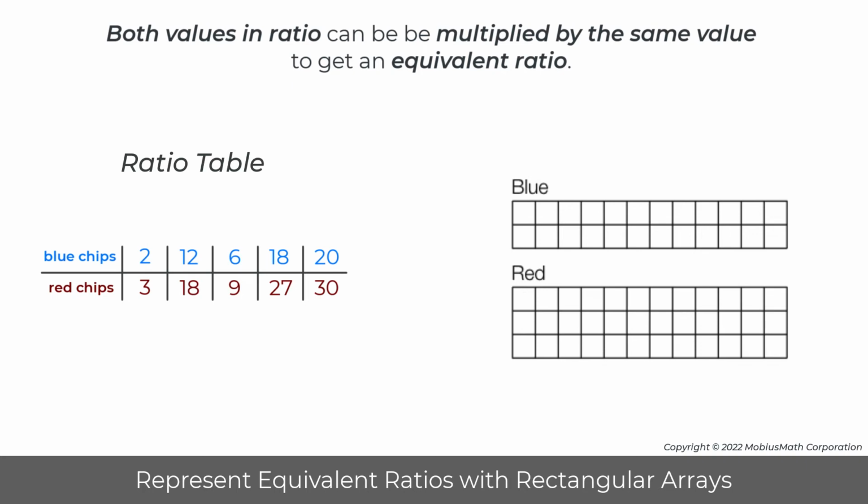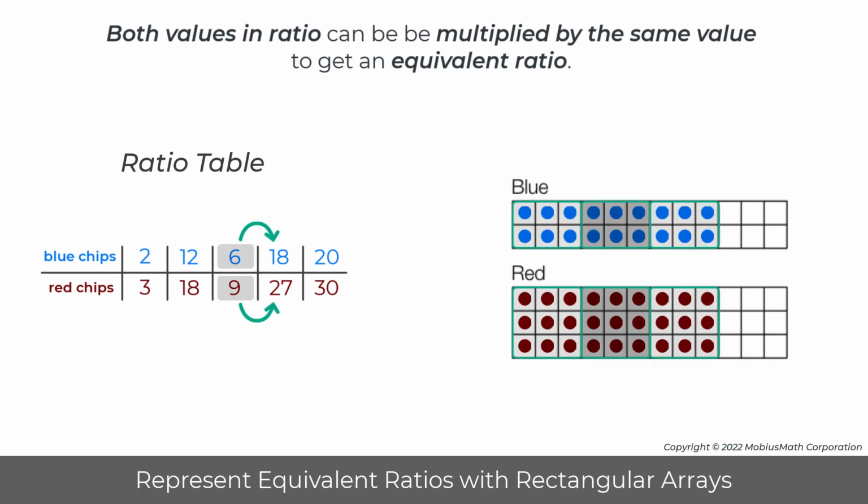If both values in a ratio of 6 blue chips to 9 red chips are multiplied by 3, the equivalent ratio of chips is represented by 3 copies of 6 blue chips and 9 red chips. Notice that multiplying in the ratio table and copying in the rectangular arrays both result in an equivalent ratio of 18 blue chips and 27 red chips.